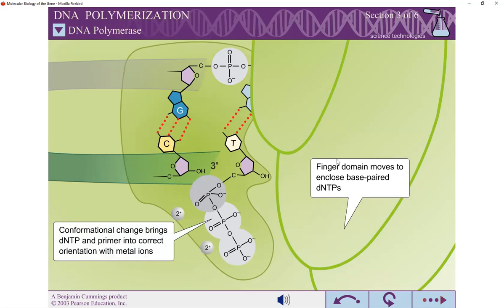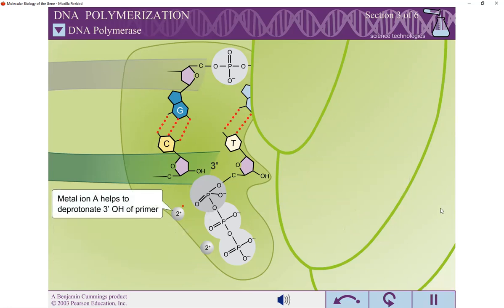Okay. Now the finger domain moves. This is the palm domain, and this is the finger domain. Once the finger domain moves, it brings the phosphate molecules in close proximity with the 3' hydroxy group, as well as initiates the conformational changes, bringing the dNTP and the primer into correct orientation with metal ions, so that the primer and the dNTPs are brought together at the correct orientation. The primer's last nucleotide can bind with the incoming nucleotide and form a phosphodiester bond.